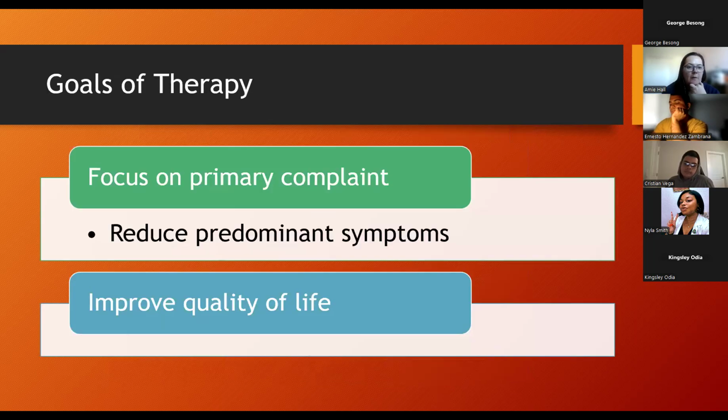So our goals of therapy are to focus on the primary complaint. If the primary complaint is abdominal pain, we're going to pick drugs that attack abdominal pain. If the primary complaint is diarrhea, we're going to pick drugs that treat the diarrhea. And if we have constipation as our primary complaint, we're going to pick drugs that treat the constipation, right? This makes sense. And hopefully by doing that, we're going to improve the quality of life for these patients.